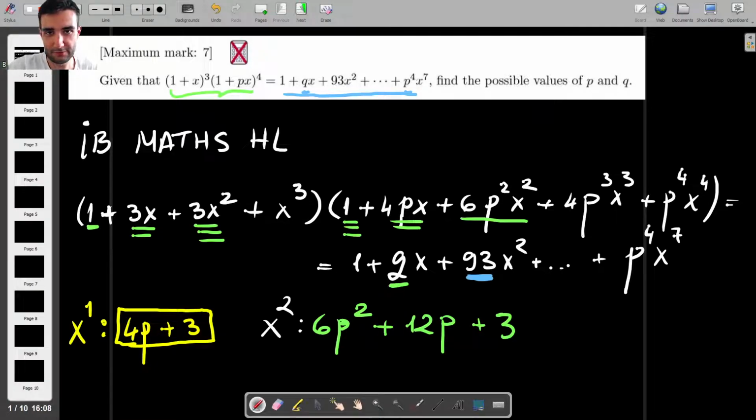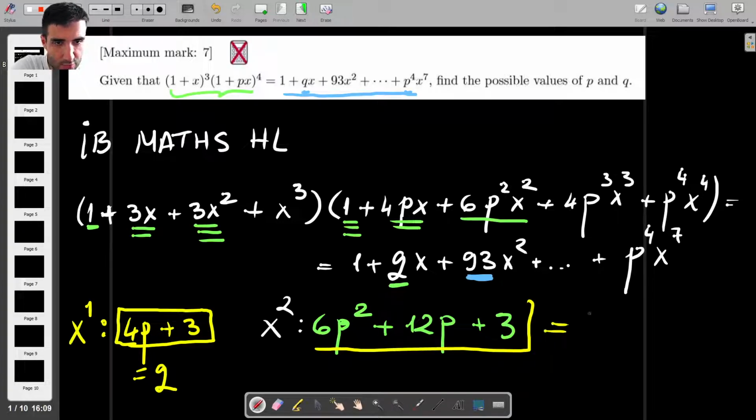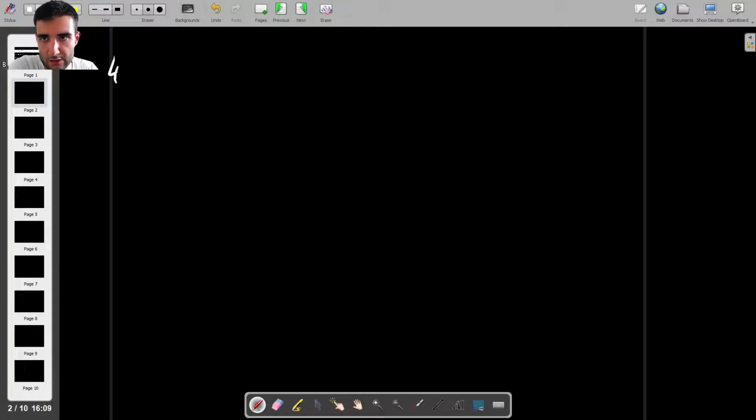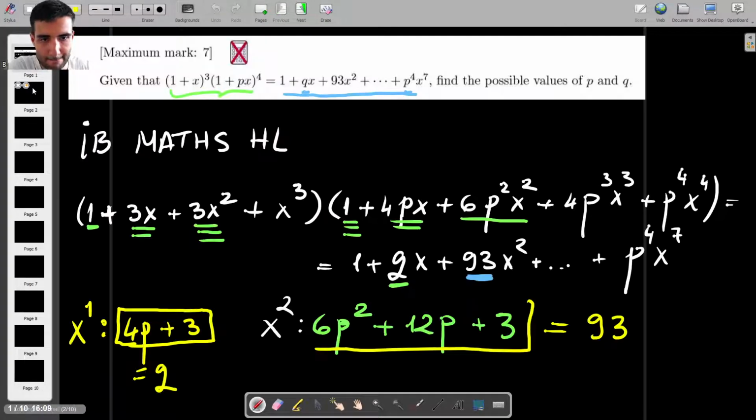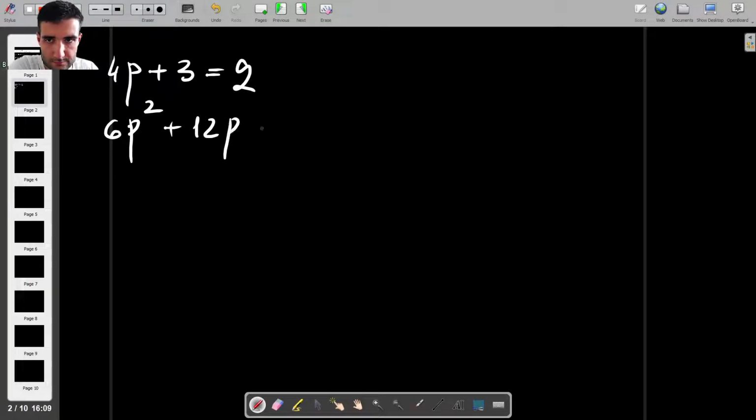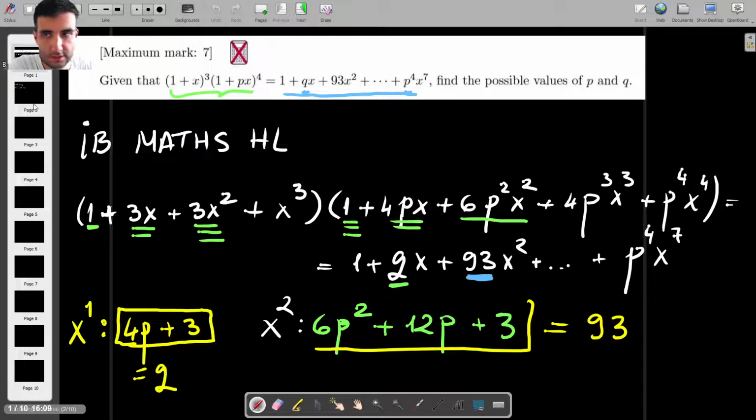Those are the coefficients of x to the power 1 and x to the power 2. Again, for two polynomials to be equal, this coefficient has to be equal to q, and this coefficient has to be equal to the coefficient of x squared on the right hand side, which is 93. So we have 4p plus 3 equals q, and 6p squared plus 12p plus 3 equals 93.